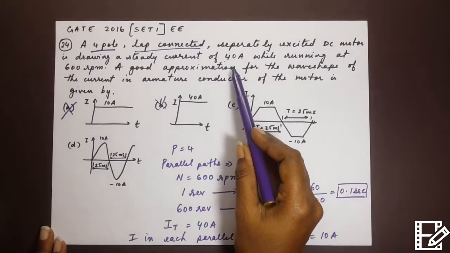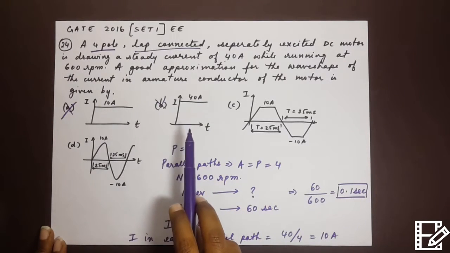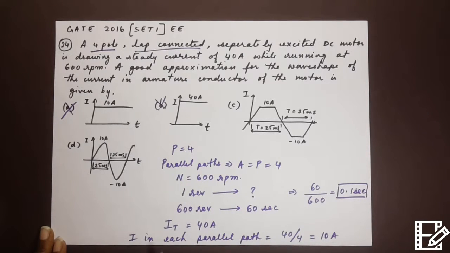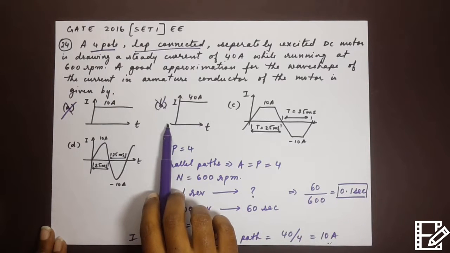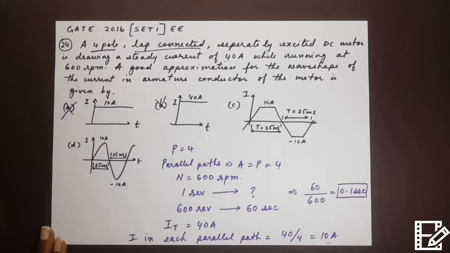Now the total current in the question is 40 amps, the steady state current. Since we have also been given the number of parallel paths, that is lap connected, that should tell us that we need to find out the current in each parallel path. So the current in each parallel path would be the total current divided by the number of parallel paths, 40 by 4, which gives us 10 amps. Because the current in each parallel path is 10 amps, option B is not the right one, because here it's given that there is a direct current of 40 amps. So that is wrong. Now the current in each parallel path is 10 amps, which leaves us with the options of A, C and D.